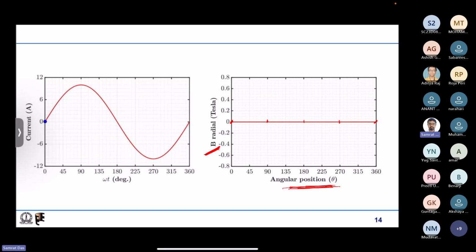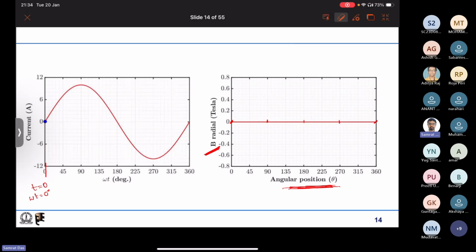And on the left hand side picture, this blue dot will indicate at what time instant we are at. So currently we are at omega t equal to 0, and also omega t equal to 0 degree, right? And as I run this animation, you will see that this blue dot will shift from one place to another, and the corresponding changes will appear on this right hand side picture. So we will be progressing in time, and accordingly we will see what is happening in this B radial versus angular position plot.